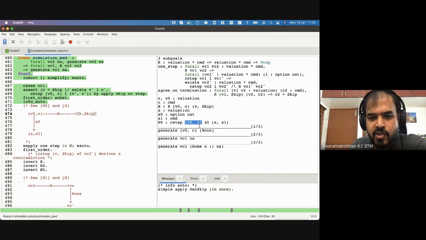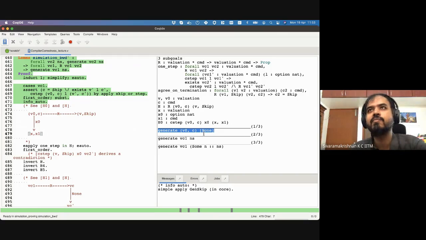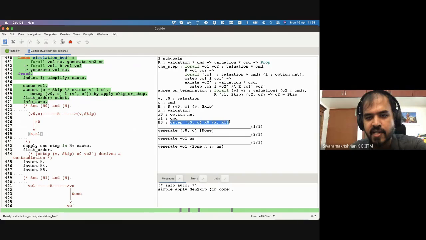And V0C happens to take a step emitting X0 and going to XX1. But observe that we have something strange here. We are saying that V0C is actually termination. We are actually going to show that this step can in fact not be taken. So this assumption that we are actually taking a step is not possible. So how are we going to prove it? We are going to prove it by applying one step.